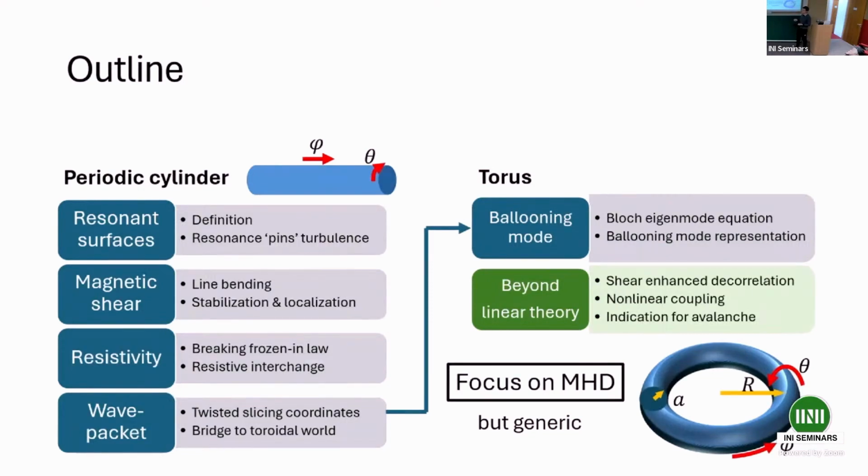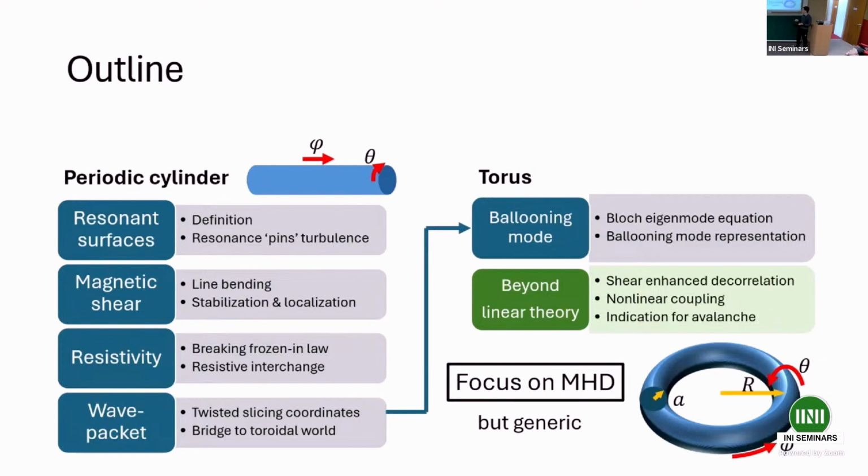and I will start with the definition of the resonant surfaces. The reason I put it first is that resonance is very important. It pins the turbulence in plasma. And then I will show you how the magnetic shear can stabilize and localize the plasma modes by using the idea of line bending and the energy principle.